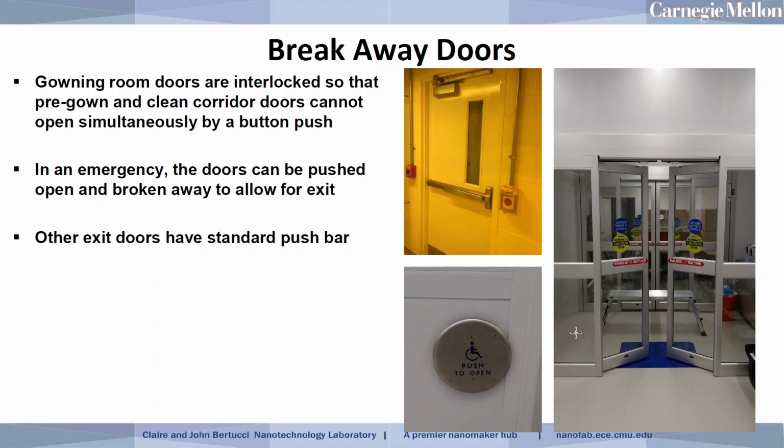We'll review where all the exits are, but we talked about the interlocks with the galley room doors. If there was an emergency, obviously you don't want to wait for the doors to open and close. So what you would do is simply push on the doors. This is a photo taken from the gowning area. If you're in the gowning area and these doors are closed and you couldn't get through, all you have to do is push on the doors and they will break away off the hinges. Then you'll be able to exit, and the doors can be reset at a later date and time.